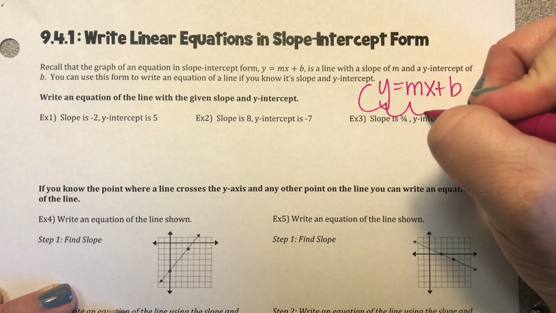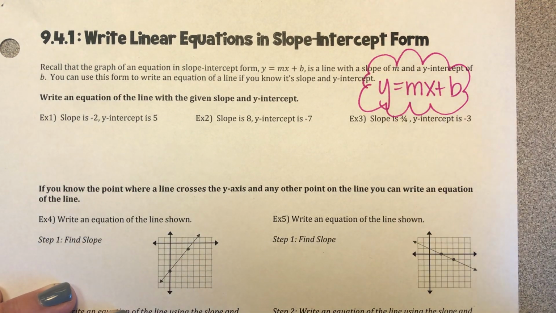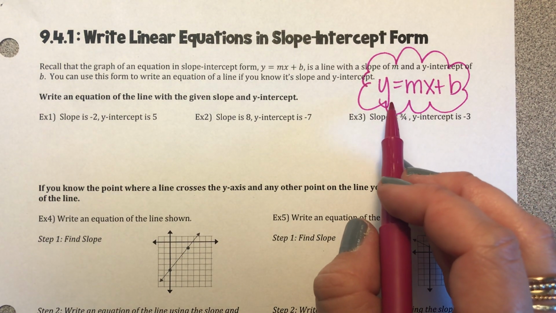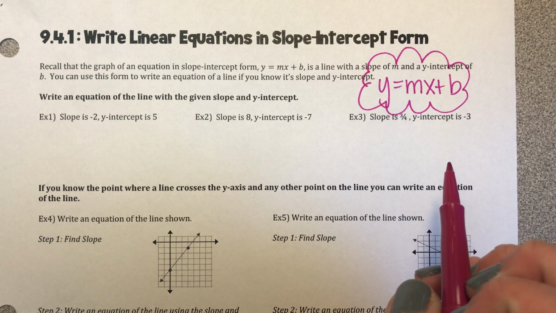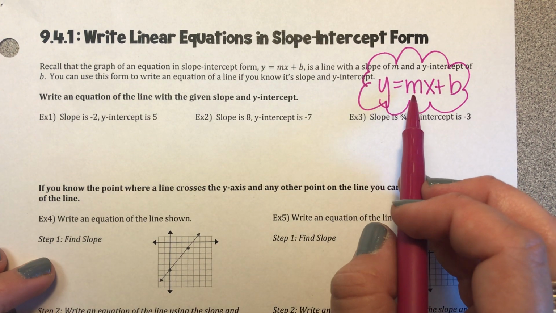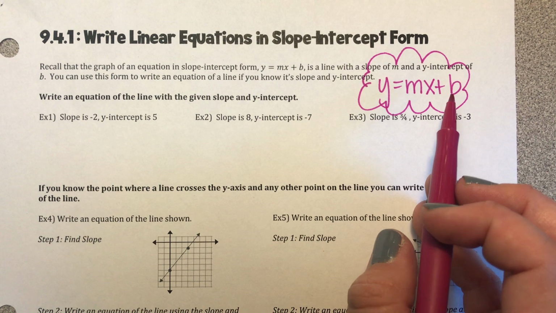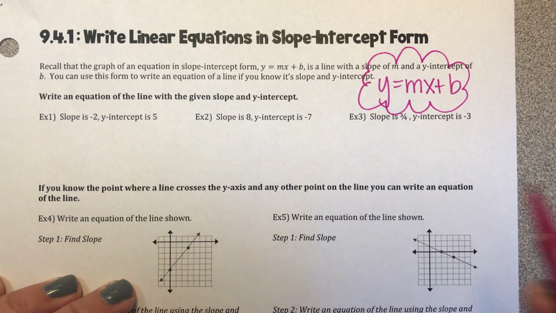I feel like we have been talking about this for years at this point. Y equals mx plus b is the constant theme throughout this entire chapter, so it's super important. M is the slope, b is the y-intercept. So let's write these three equations down here.